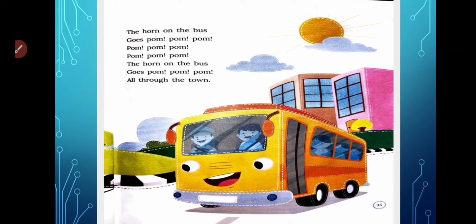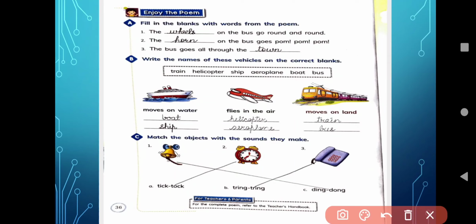Okay kids, got it? I hope you understood the poem well. Now let's do its exercises. In A exercise, we have to fill in the blanks with words from the poem. First one: the wheels on the bus go round and round. Yes, the wheels also move with the bus. Next: the horn on the bus goes pom pom pom. Good. Next: the bus goes all through the town.